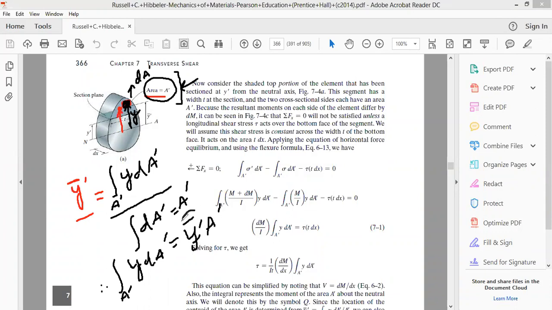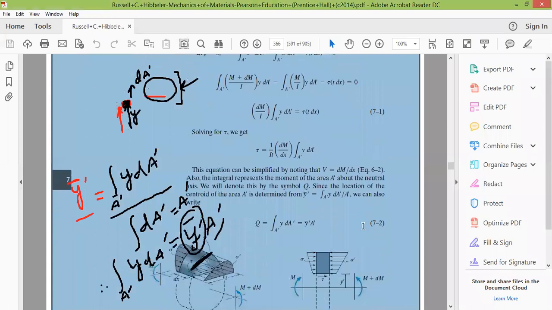What is y prime bar? Y prime bar is the y coordinate of the centroid of this area A prime. Be careful about it. Y prime bar is the centroid of the area A prime as measured from the neutral axis, and A prime is its area. So in place of this integral of y dA, we can directly write the y coordinate of the centroid of the area A prime multiplied by the area A prime. That's what has been done here.